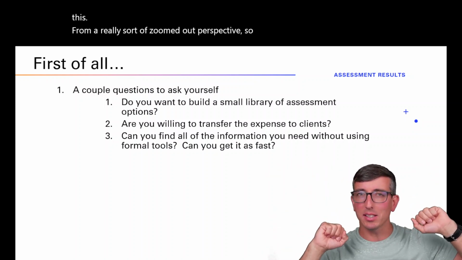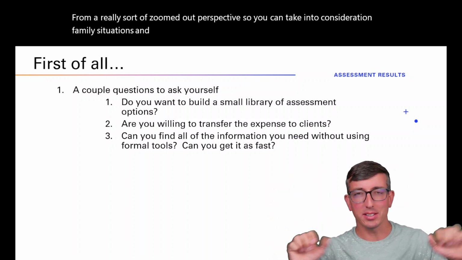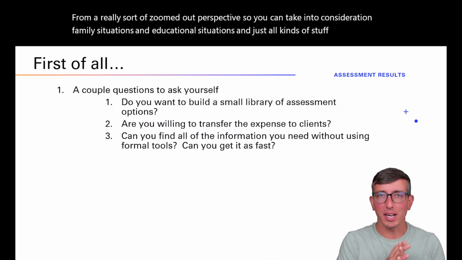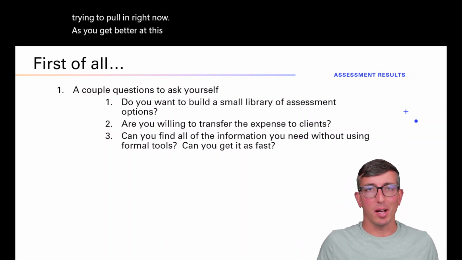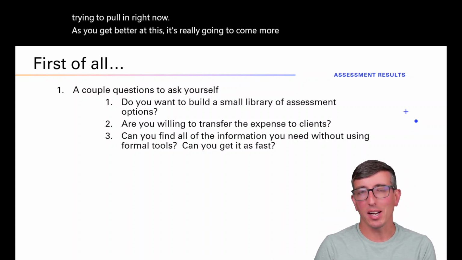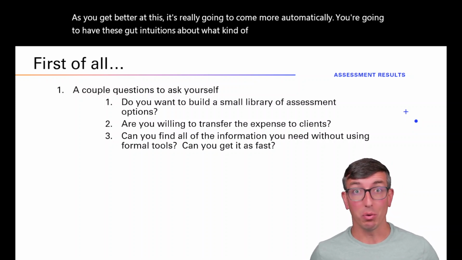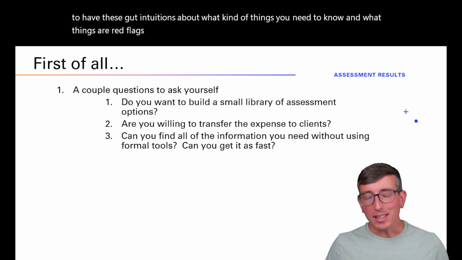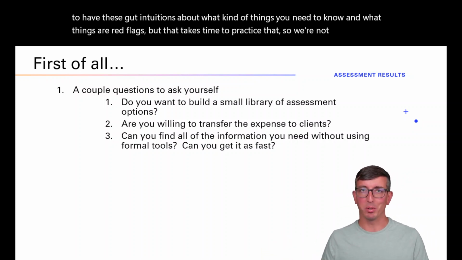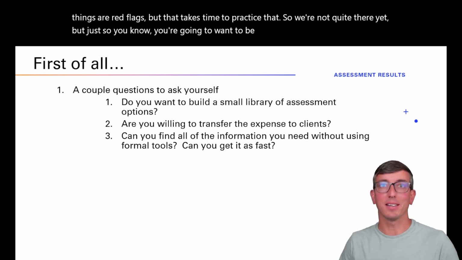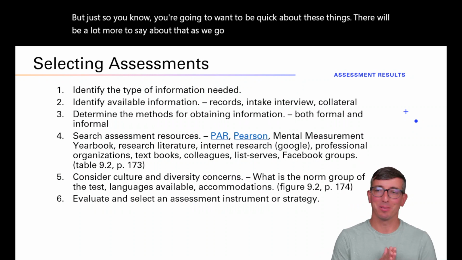So you can take into consideration family situations and educational situations and all kinds of stuff that we're trying to pull in right now. As you get better at this, it's really going to come more automatically. You're going to have these gut intuitions about what kind of things you need to know and what things are red flags. But that takes time to practice. We're not quite there yet, but just so you know, you're going to want to be quick about these things. There'll be a lot more to say about that as we get through the class here.